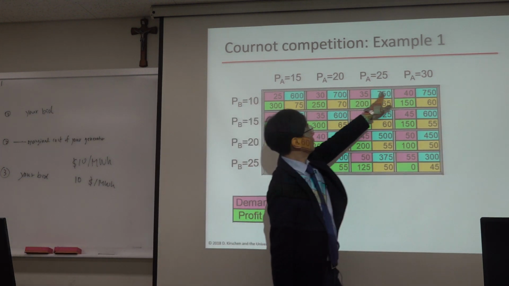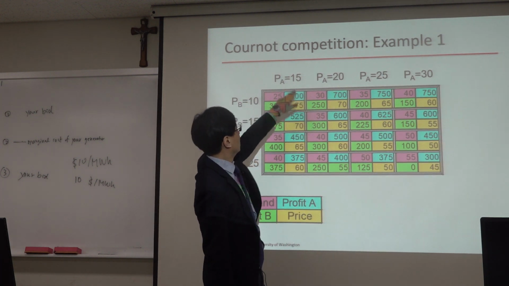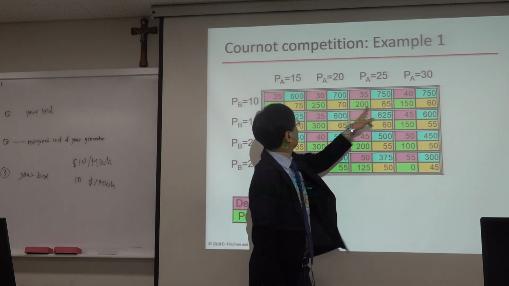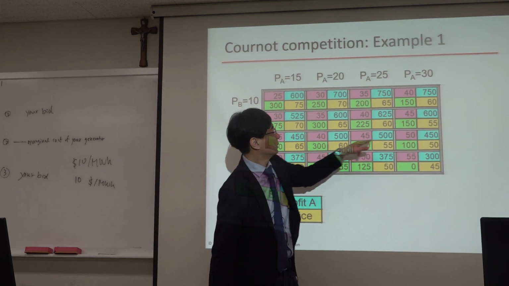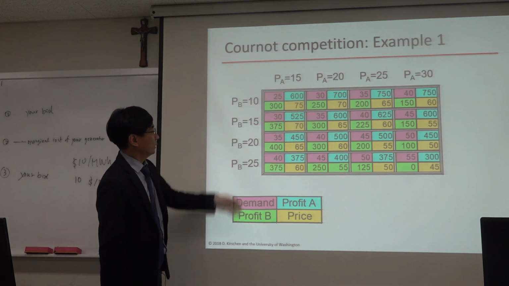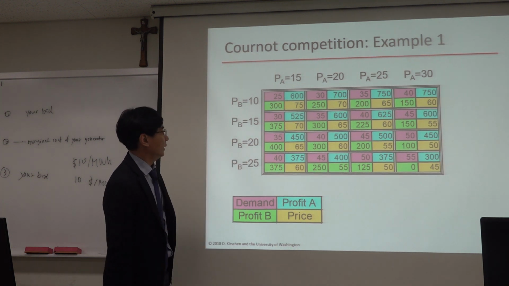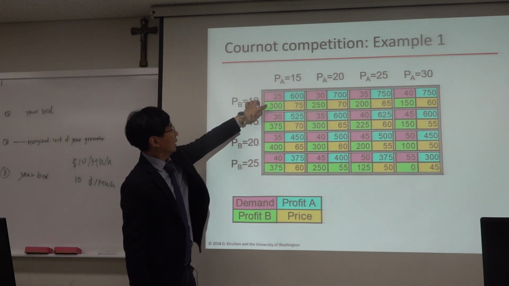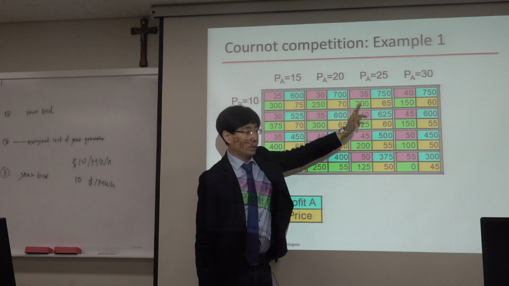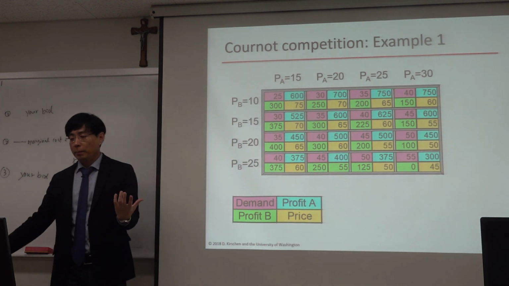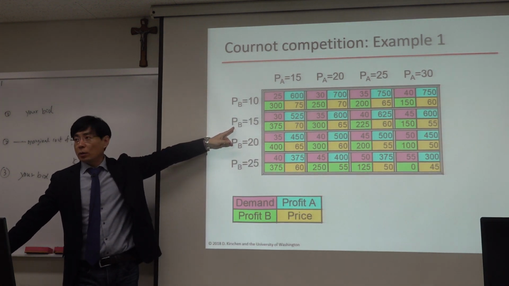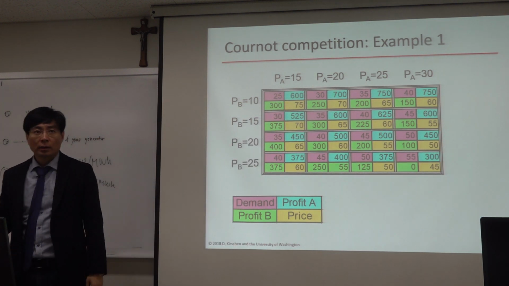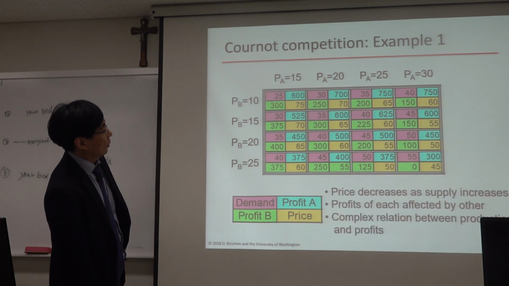So by changing the quantity, the profit of firm A changes like that, or like that, or like this. Similarly, by changing this producing quantity, this green box changes like that, or like that. So as you see, my profit depends on my generation quantity as well as competitors' generation quantity. Okay? And what I want to say here.